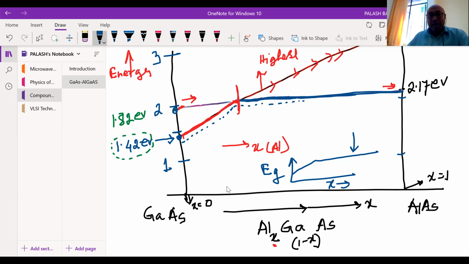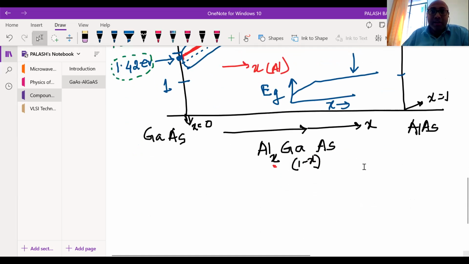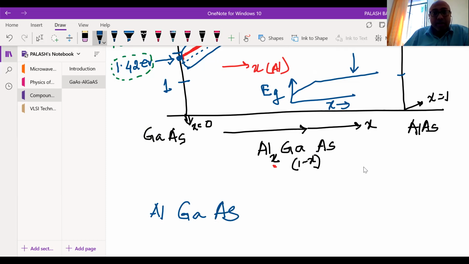That means you have a choice of your own band gap material by putting aluminum into your gallium arsenide. It's a fantastic thing. Second thing, look at this part carefully. This aluminum gallium arsenide, up to X equal to, so aluminum X gallium 1 minus X arsenide.